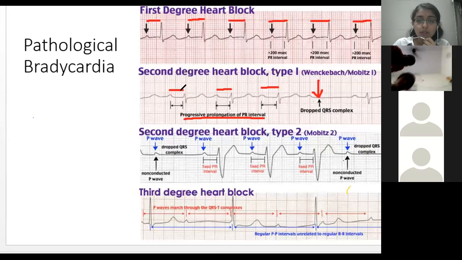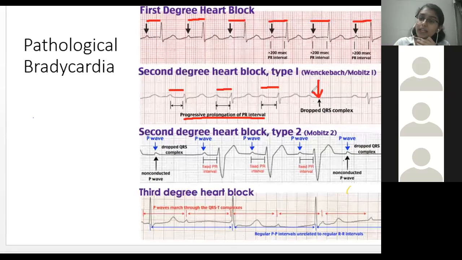Okay, so this PR interval is increased in every successive QRS, the time is increased, and this is followed by a drop in the QRS complex. This is heart block type 1, Mobitz 1.